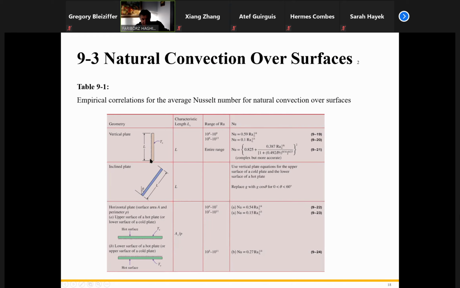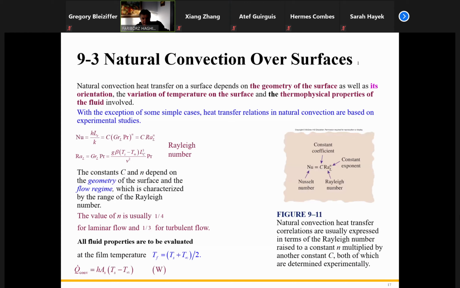Anyway, we take the length of the cylinder as the characteristic length, and we have to calculate the Rayleigh number. Therefore, the Rayleigh number is this one. G beta Ts, that we know the temperature. The characteristic length is the length, the height of the cylinder. Now we have to look at some of these physical property values. All of these physical properties are calculated at this temperature. Therefore, we know the temperature.